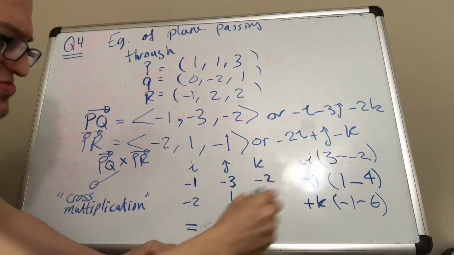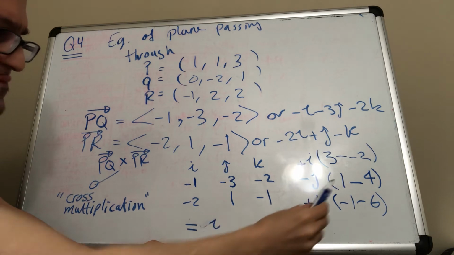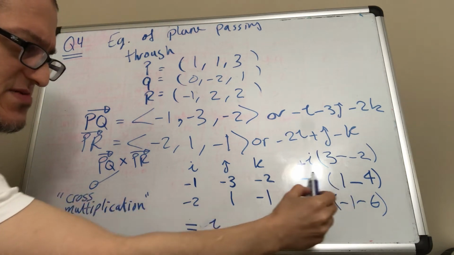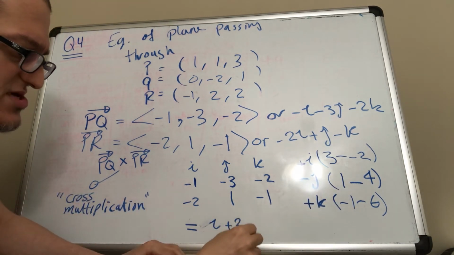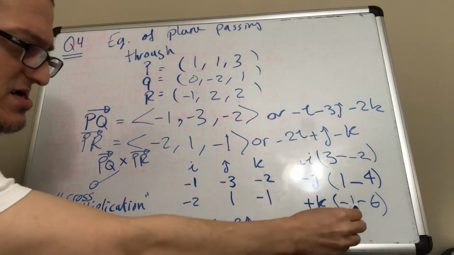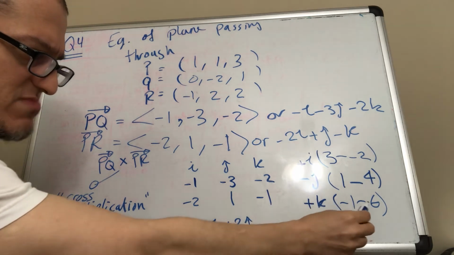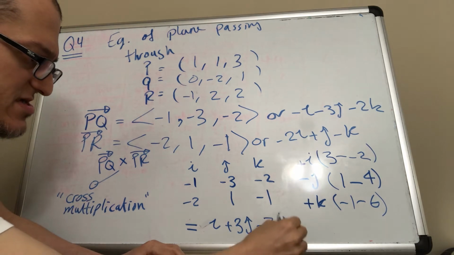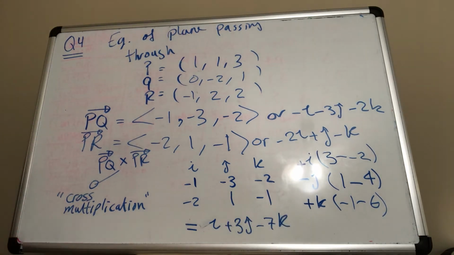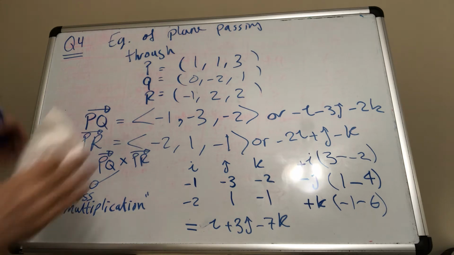3 minus 2 is 1, so 1 in the i. 1 minus 4 is -3, and a negative becomes plus 3j. And -1 minus 6 is -7k. I'm going to erase some of this to just allow some space.